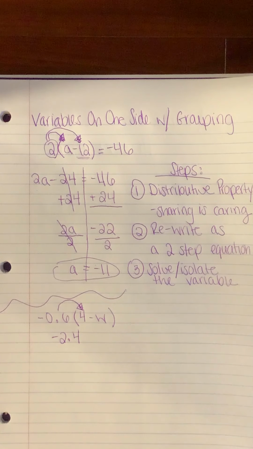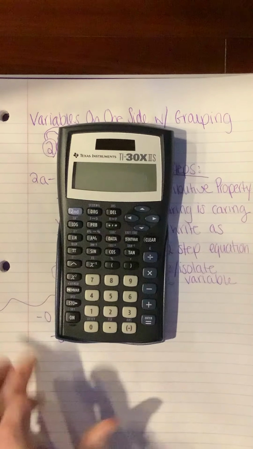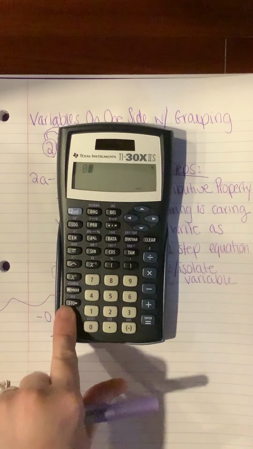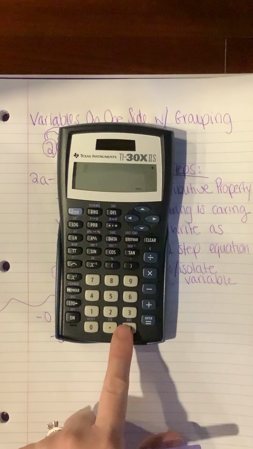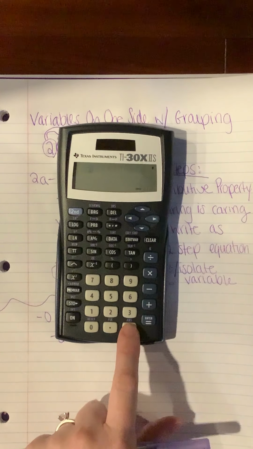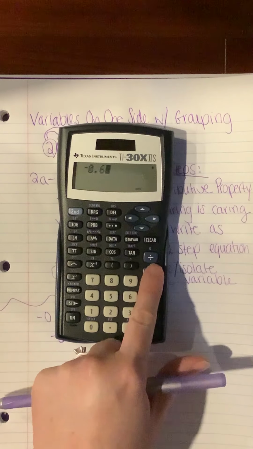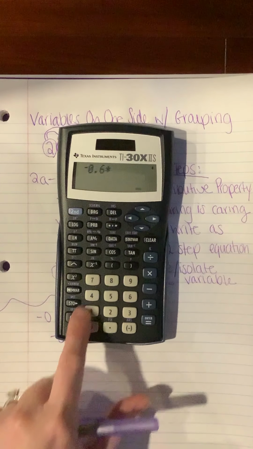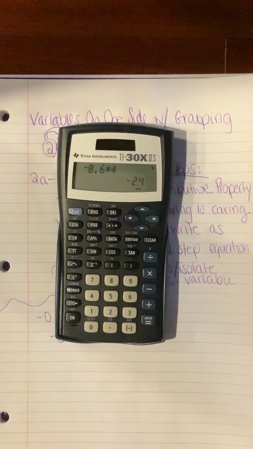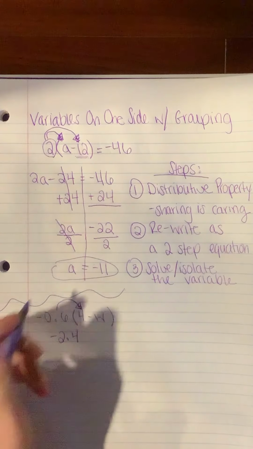Or if you plug it in your calculator that way, and I'm just going to do that really quickly. And remember, your negative button's right here. So negative 0.6 times 4 is negative 2.4. Use the negative button on your calculator, guys. It's great. All right, so same thing, sharing is caring.